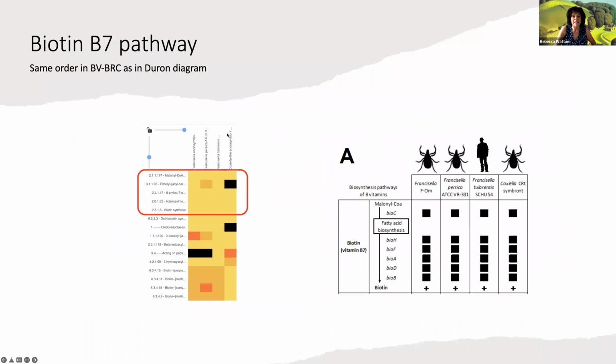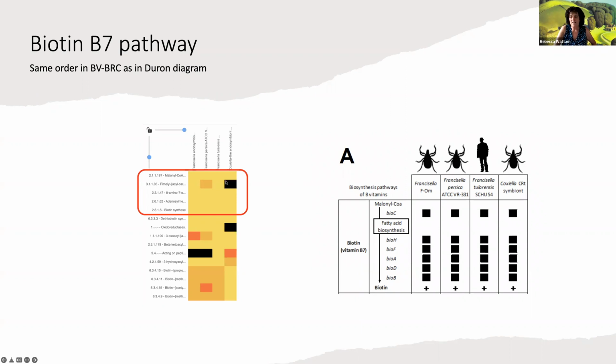The biotin B7 pathway, I ordered the genomes in the same order, and then I looked via the EC number at this. Luckily for these guys, they also gave GenBank accession numbers just for this particular group. So I was able to order them in the same way. Now we had a little bit of different results here.